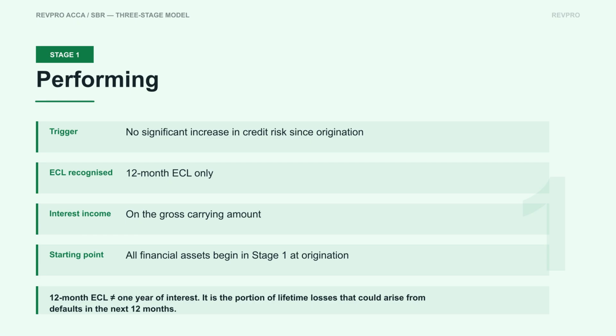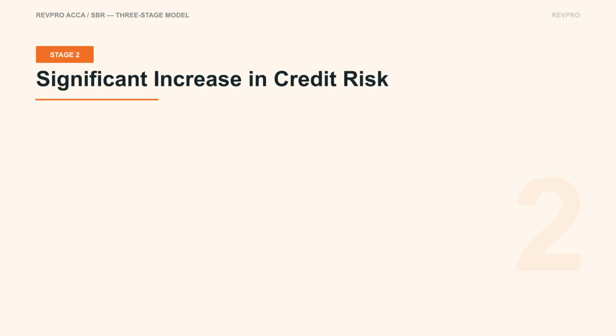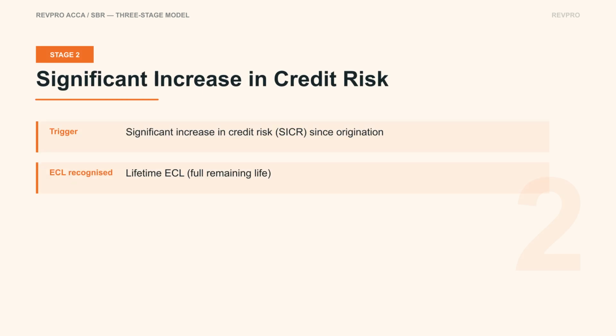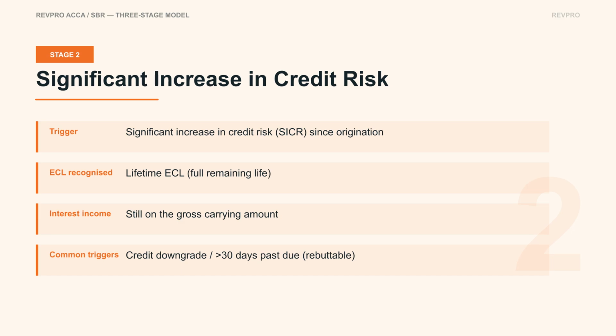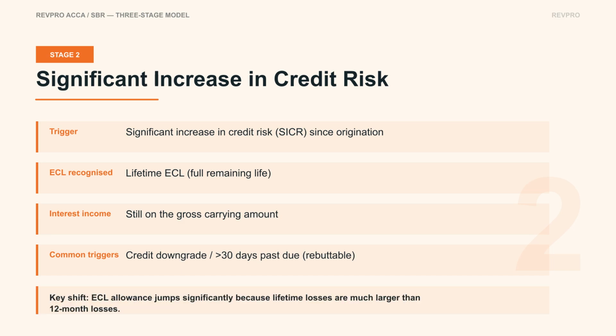Stage 1 is the starting point for most financial assets at initial recognition. The asset is performing and there has not been a significant increase in credit risk since origination. In stage 1, the entity recognizes 12-month expected credit losses. This does not mean 1 year of interest. It means the portion of lifetime expected losses that could arise from default events possible within the next 12 months. Interest income is calculated on the gross carrying amount.